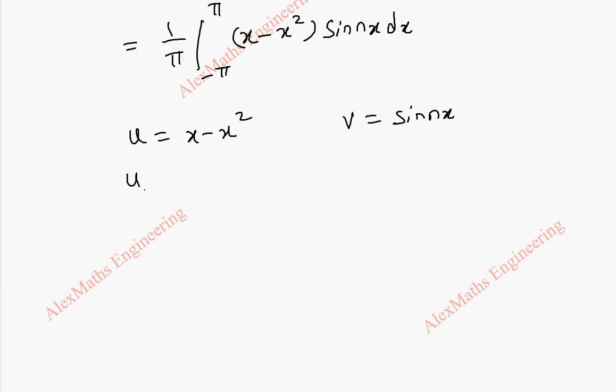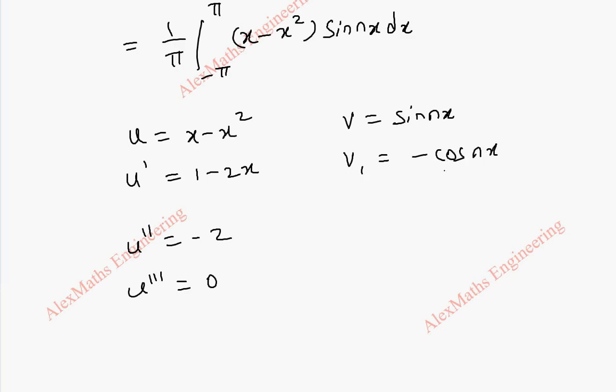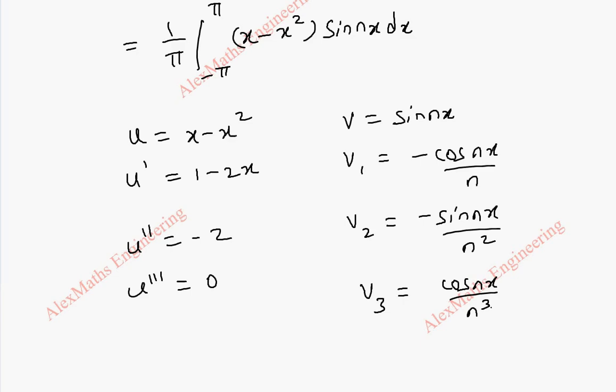So from this, u dash is 1 minus 2x, u double dash is minus 2, and u triple dash is 0. v1 is minus cos nx by n, because when I integrate sine, it becomes minus cos. Then v2 is minus sine nx by n square, and v3 is cos nx by n cube.